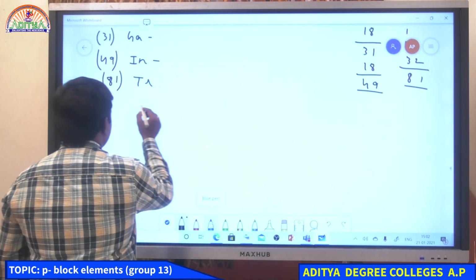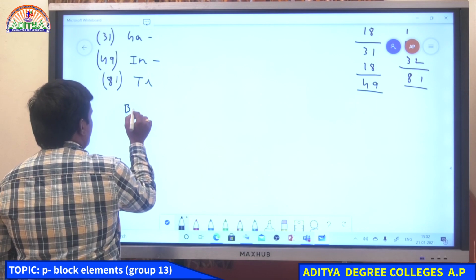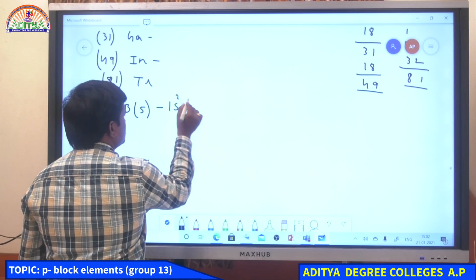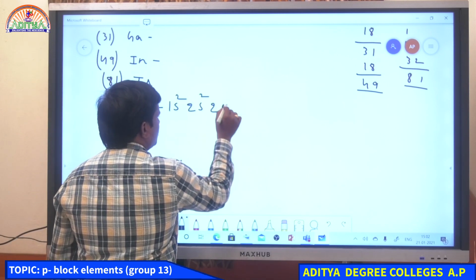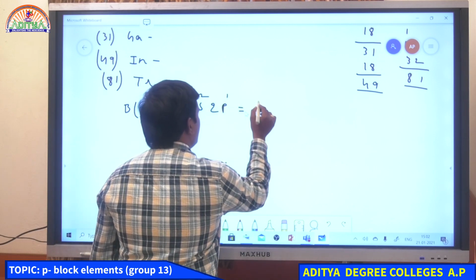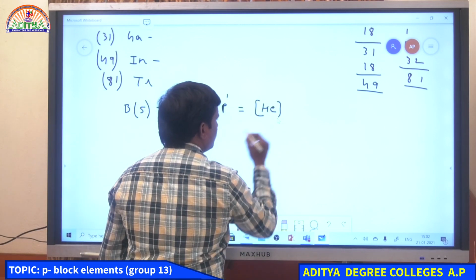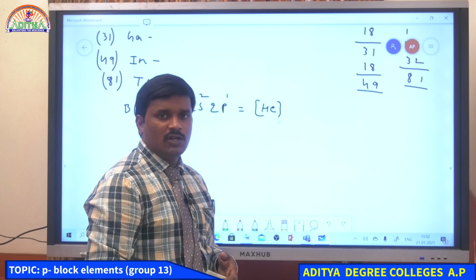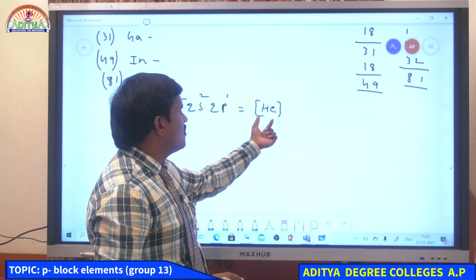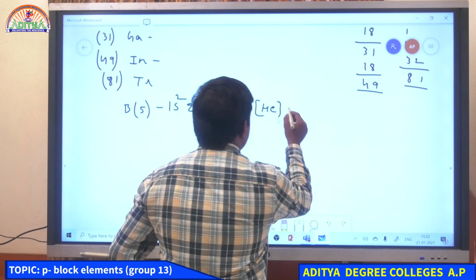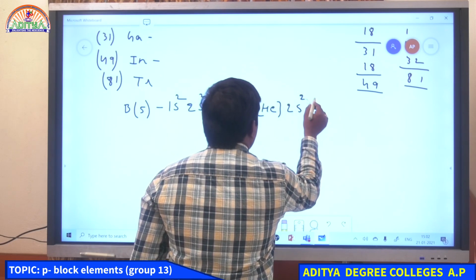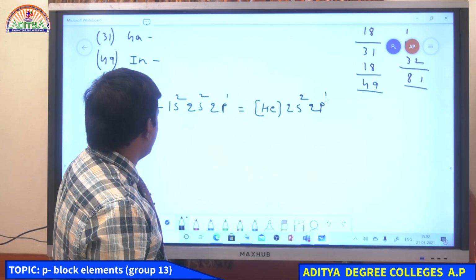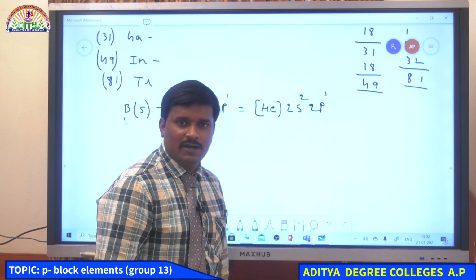So for boron, the atomic number is 5 and the electronic configuration is 1s2, 2s2, 2p1. This is simply written in terms of the inert gas helium. What is the configuration for helium? That is 1s2, because the atomic number is 2, there are only 2 electrons. Now the remaining configuration is simply written as 2s2 and 2p1. So the simple electronic configuration for boron is helium 2s2, 2p1.